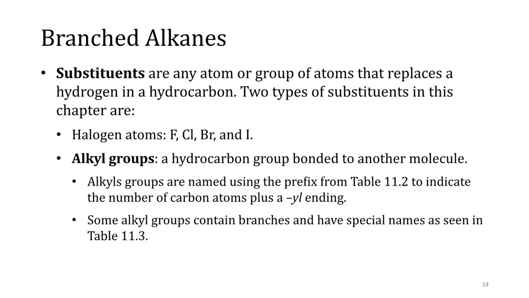Now, linear alkanes can also be kind of rebuilt, and we can make what we call branched alkanes. Branched alkanes will have the same number of carbons, but they're not connected linearly or in a straight line. Some of the carbons will be off on the side, what we call side chains. So substituents are any atom or group that replaces a hydrogen on a hydrocarbon and creates this sort of side chain.